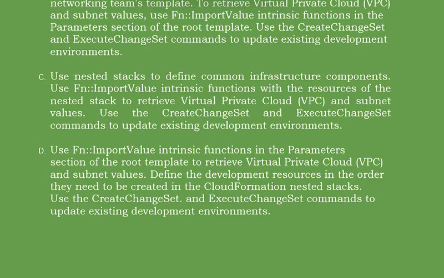Option D, use Fn::ImportValue intrinsic functions in the parameters section of the root template to retrieve virtual private cloud VPC and subnet values. Define the development resources in the order they need to be created in the CloudFormation nested stacks. Use the create change set and execute change set commands to update existing development environments.